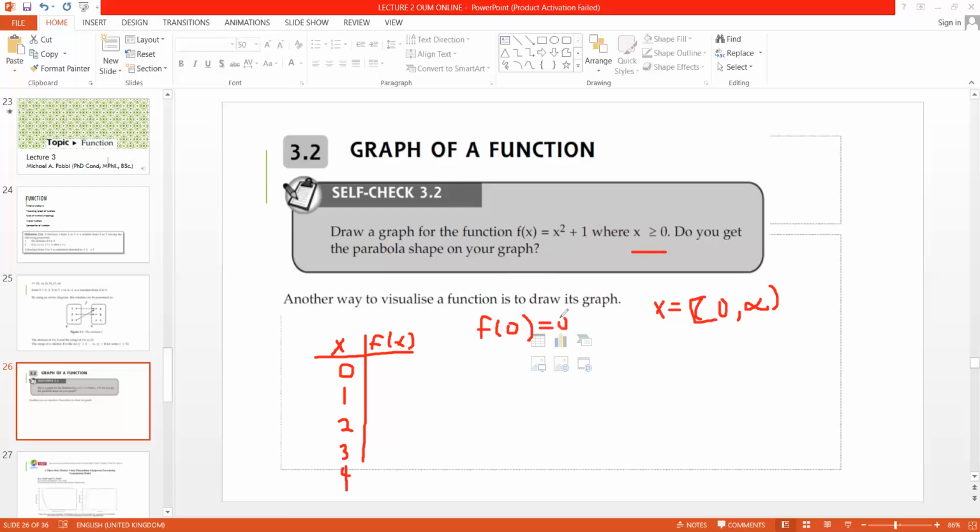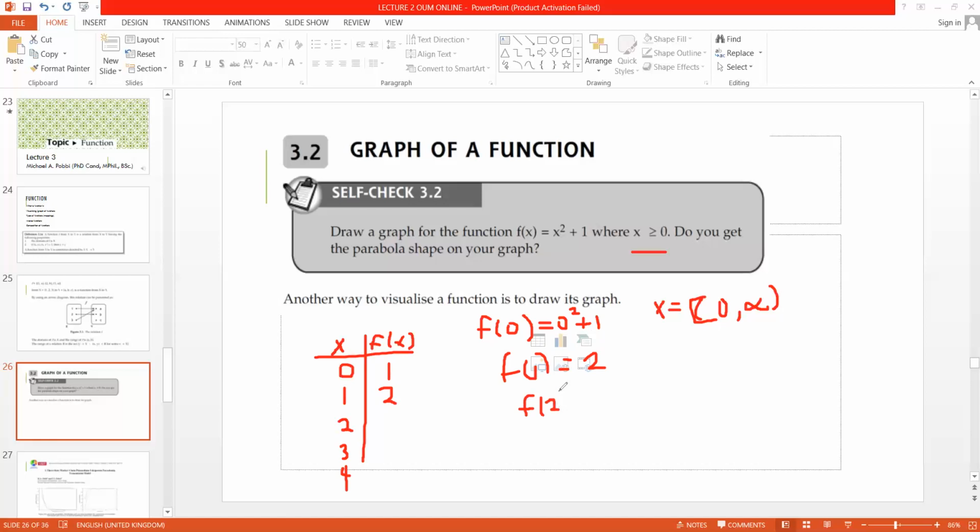0 squared plus 1. Okay, 0 squared plus 1 should give us 1. Good. Same if we do f at 1. F at 1, we're going to get 1 squared plus 1, which is going to be equal to what? 2. Okay, good. Then similarly, we have f at 2.